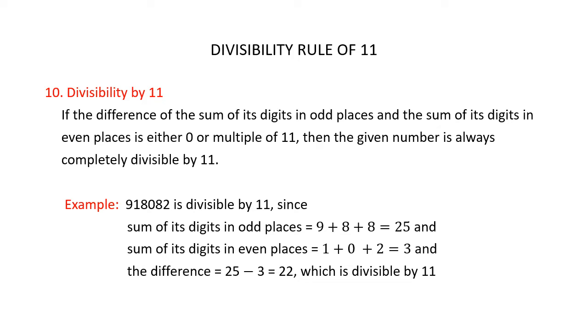Understand that odd places means the first place, leave one, and then the third place, then the fifth place, then the seventh place, and so on. Even places means the second place, fourth place, sixth place, eighth place, and so on.